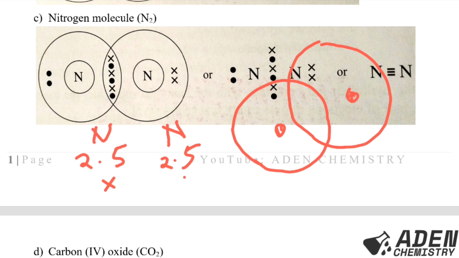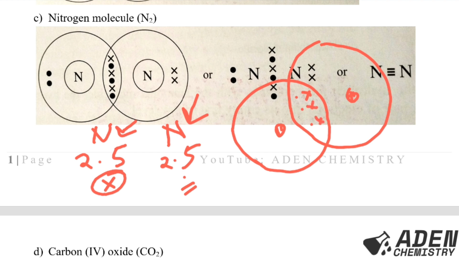So for this nitrogen to become stable, what does it require? It requires 3 electrons. So those 3 electrons will be gained from this nitrogen, which is dots. So we see 3 dots in the shared part, like that. Then we go to the other nitrogen. For this nitrogen to become stable, what does it require? It requires 3 electrons. So those 3 electrons will be gained from the other nitrogen, which was crossed. So we can see 3 crosses in the shared part, like that.